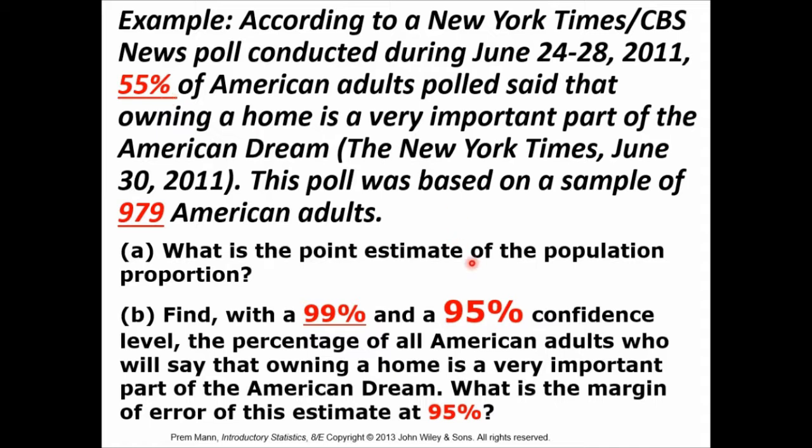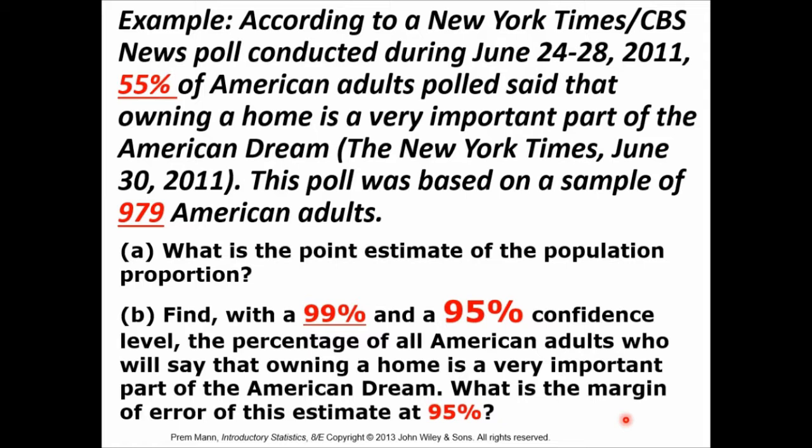This poll was based on a sample size of 979 American adults. So now we have P hat, and we also have the sample size N. And we have basically three questions here. Number one, what is the point estimate of the population proportion? Number two, find, with a 99% and a 95% confidence level, the percentage of all American adults who will say that owning a home is a very important part of the American dream. Finally, what is the margin of error of this estimate at 95%?